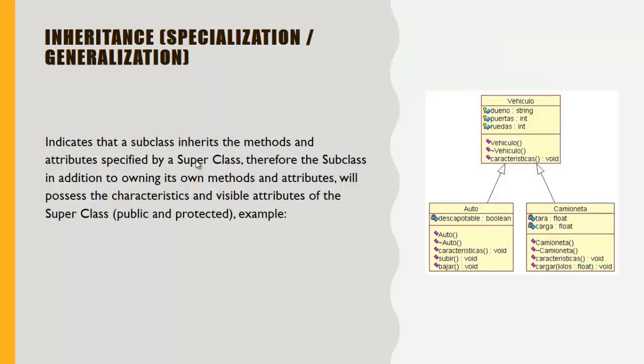Inheritance, specialization, generalization. In this case a subclass inherits the methods and attributes specified by a superclass. Therefore, the subclass, in addition to owning its own methods and attributes, will possess the characteristics and visible attributes of the superclass.